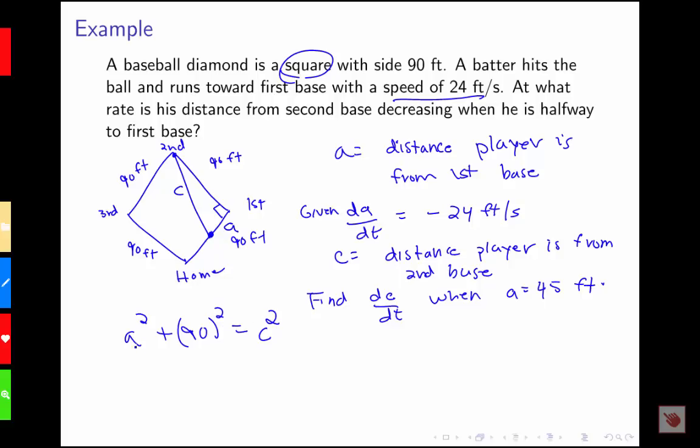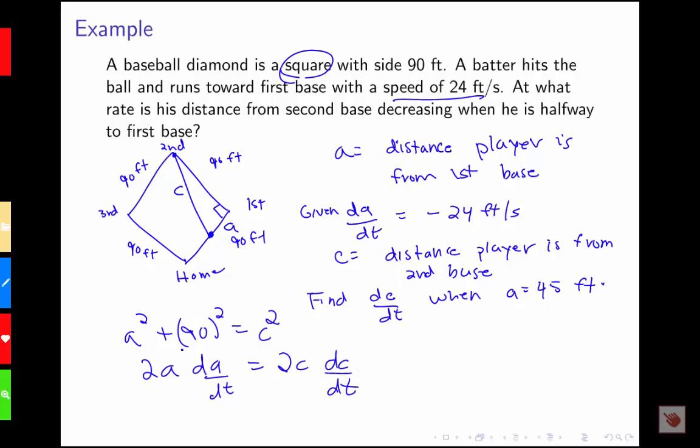Now I don't want to plug anything in yet because A and C both depend on time. So in order to get my related rate equation, I need to take the derivative of both sides with respect to t. So I'm going to have 2A dA/dt plus, well, the derivative of 90 squared will be 0, equals 2C dC/dt. Okay, so now I can plug in my information to try to solve for dC/dt.